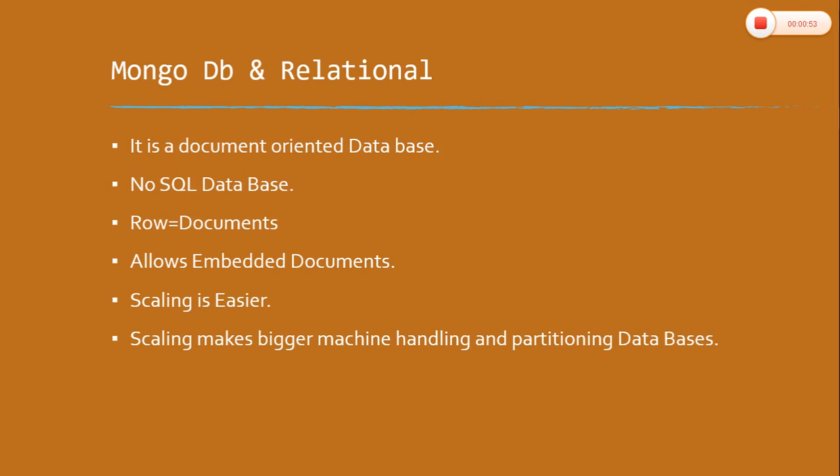Now, what is MongoDB? It is a document-oriented database, which is a NoSQL database. That is, in MongoDB, we are going to insert the documents in the form of JSON schema. Likewise, we insert rows and columns in a table; here we insert a JSON schema or a document. So here the rows are equivalent to documents, and MongoDB also allows embedded documents. Using MongoDB, scaling is very easy. Why scaling? Whenever we are going to deal with bigger machines or bigger databases, or when we are going to partition the databases, in such cases MongoDB is very useful when compared to a relational database.